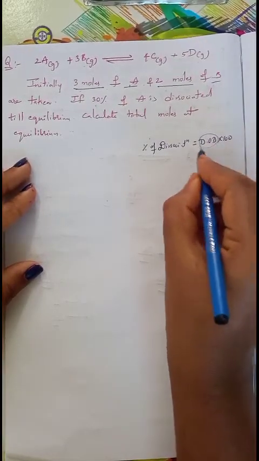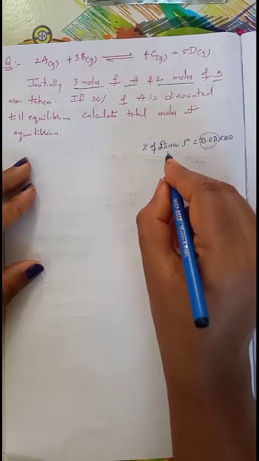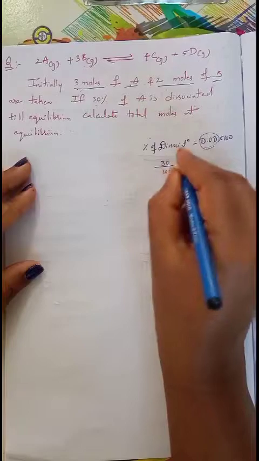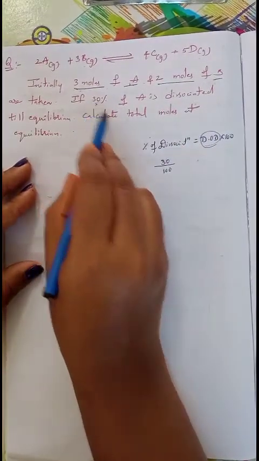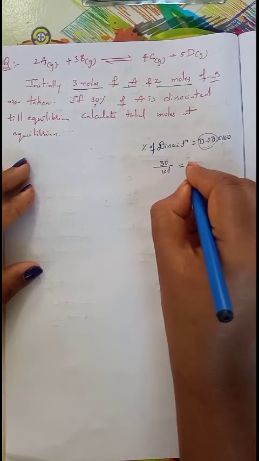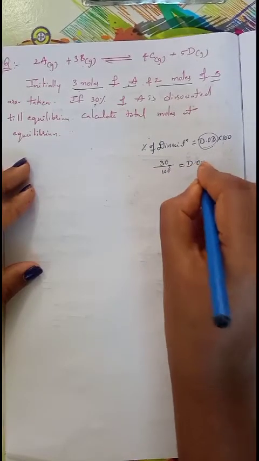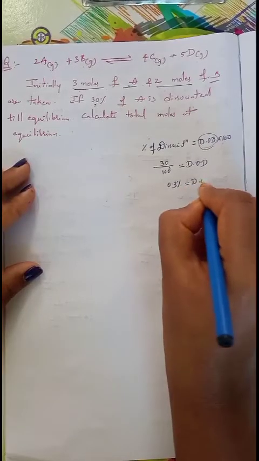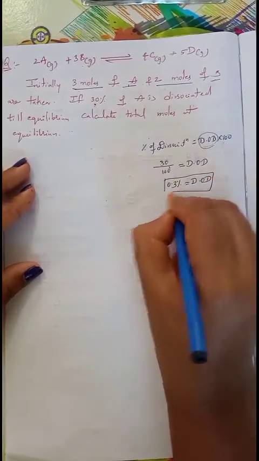As you don't know about this degree of dissociation, you want to find out from this. Then 30 divided by 100, degree of dissociation, percentage they have given 30. When it comes this side, it divides. 30 by 100 gives the degree of dissociation. So this value is 0.3. That is the degree of dissociation from the question.